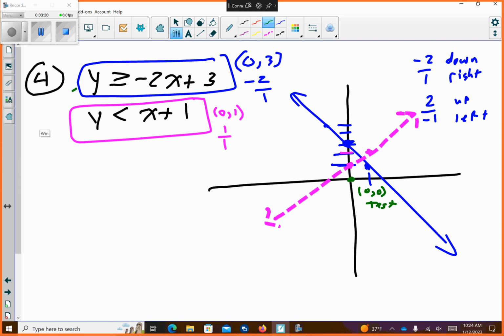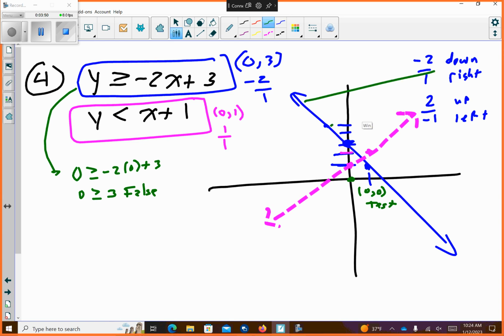All right, so I'm going to plug it in here. So that's going to give me 0 is greater than or equal to -2 times 0 plus 3. So 0 is greater than or equal to 3. Is that true or false? Yeah, it's false. Okay, so this was what color line? Which one was this for? Blue or pink? Blue? So that means I'm going to shade on this side of the blue.